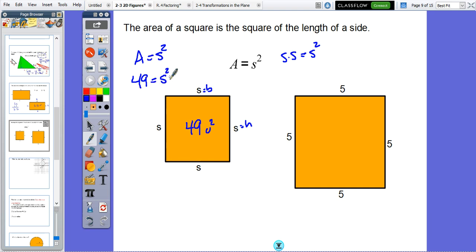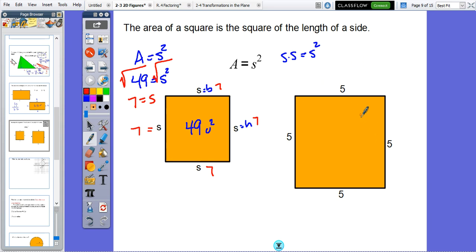Well, how do we get rid of any squared value? What's the opposite of a square? Oh, a square root. So we square root this side, we square root the other side. We end up getting 7 on one side, and on the other side we just get our S. So we find that each side right here is 7 units. That's why it's very important to understand that the area of a square can be taken as just the side squared in this case.